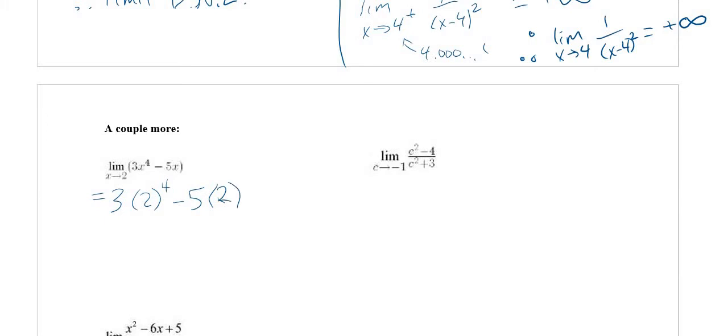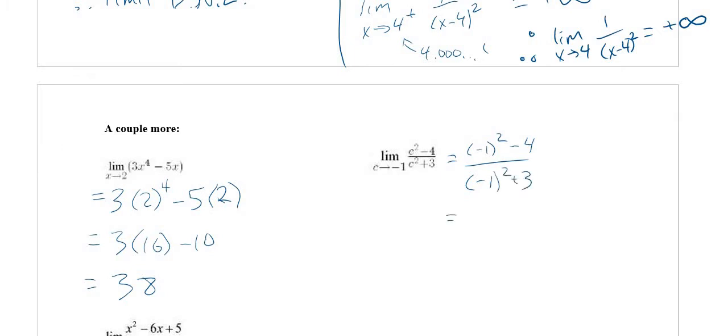So 3 times 2 to the 4 minus 5 times 2 is going to be 3 times 16 minus 10, which is 48 minus 10, which is 38. For the next one, that's going to be (negative 1) squared minus 4 over (negative 1) squared plus 3. And again, as long as we don't have a 0 on the bottom, then we're fine. Let's just double check, make sure. So that's going to be 1 minus 4 and 1 plus 3. That's going to be negative 3 over 4.